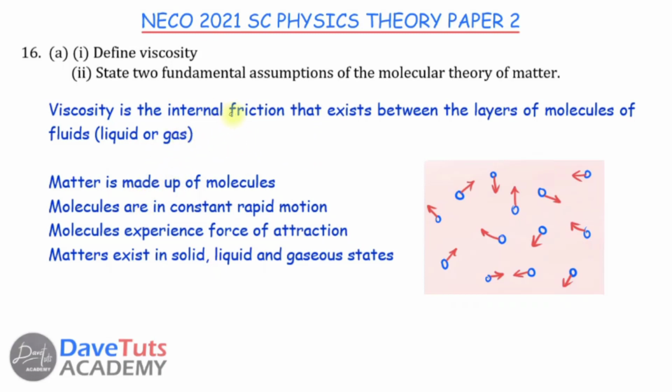Now, for the assumptions of the molecular theory of matter, number 1, we can say that matter is made up of molecules, and those molecules are in constant rapid motion, and they also experience forces of attraction. And then of course matter can exist in solid, liquid and gaseous states. So this holistically will help us to answer this question, and that will be done with that.